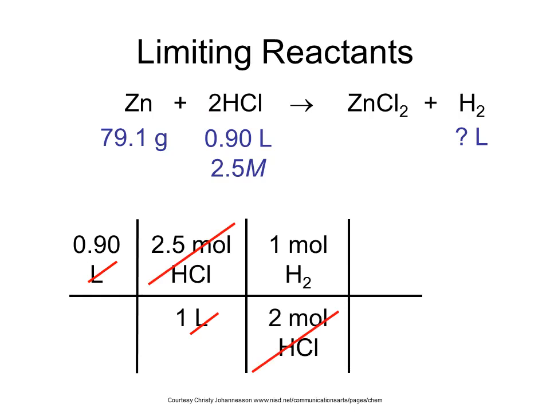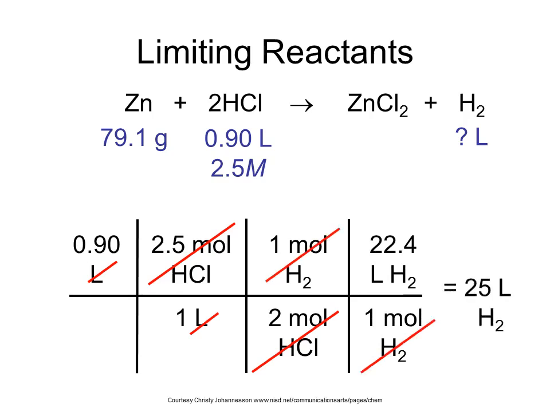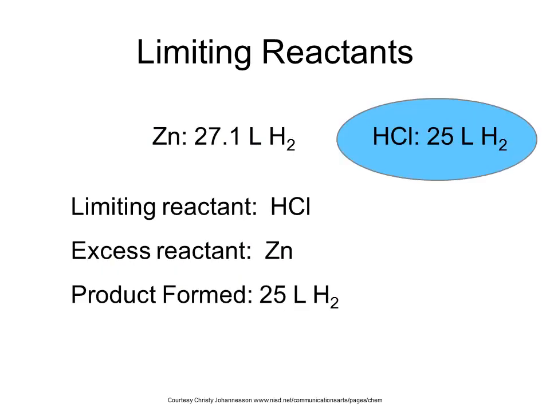And finally, I'm at moles of hydrogen. I know that 1 mole of any gas, such as hydrogen, would occupy 22.4 liters at STP. So moles of hydrogen cancel, like that. And I get an answer of 25 liters. Now, in the first case, I said I would have produced 27.1 liters. In the second case, I'd get 25 liters if I start with the HCl.